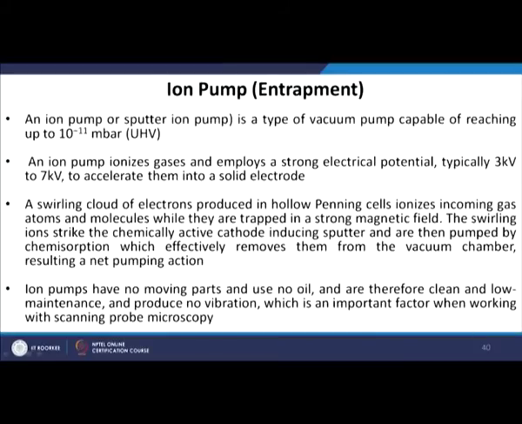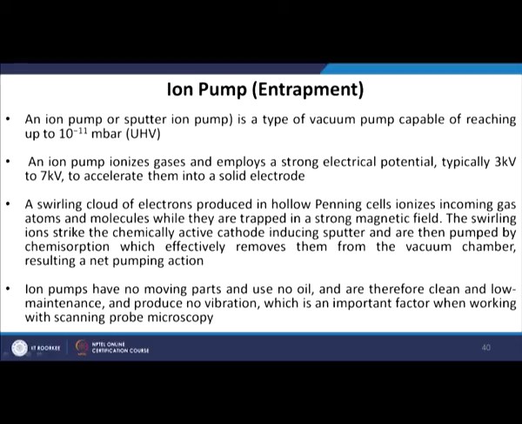An ion pump ionizes gases and employs a strong electrical potential, typically 3 kilovolt to 7 kilovolt, to accelerate them into a solid electrode. A swirling cloud of electrons produced in a hollow Penning cell ionizes incoming gas atoms and molecules while they are trapped in a strong magnetic field. The swirling ions strike the chemically active cathode, inducing sputtering, and are then pumped by chemisorption, which effectively removes them from the vacuum chamber, resulting in a net pumping action.